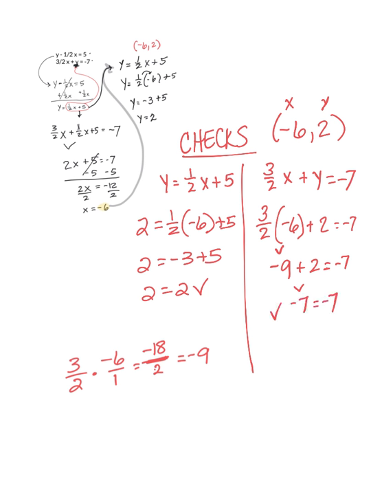Because both of these are true statements, 2 equals 2 and negative 7 equals negative 7, that proves that this solution is part of both lines. It's where they both cross. Okay, that was 3 examples of solving systems of equations by substitution. I hope this gives you a better feeling for how these are solved, and good luck.